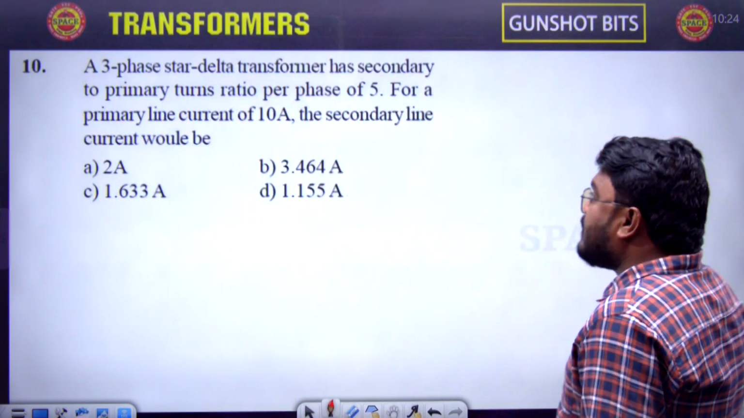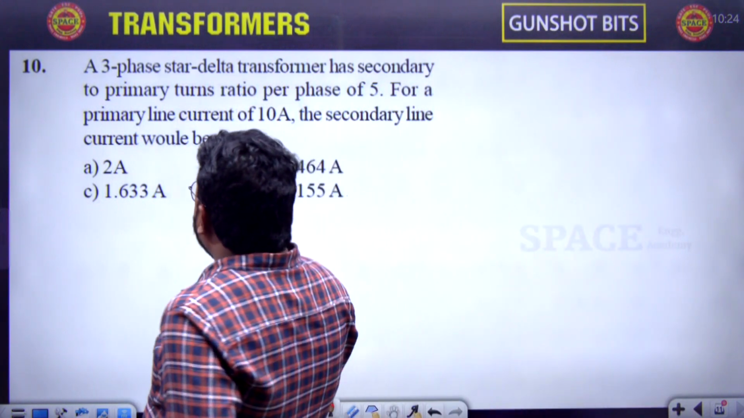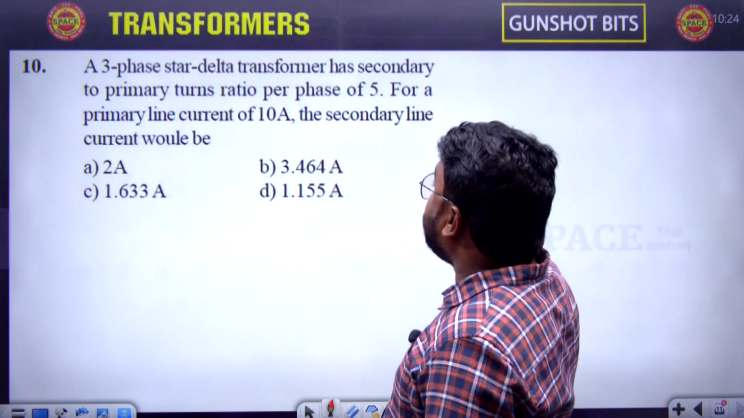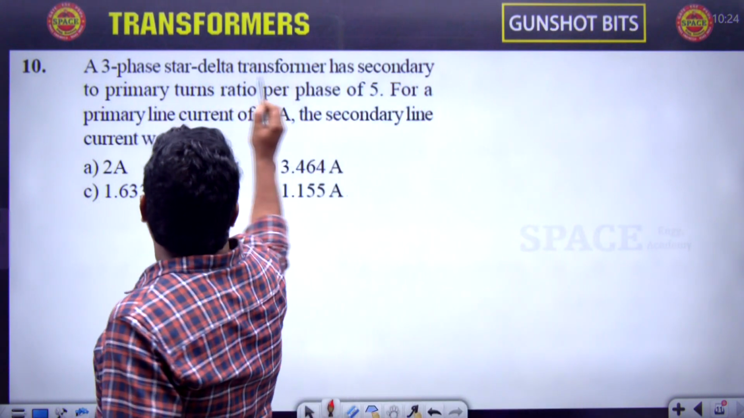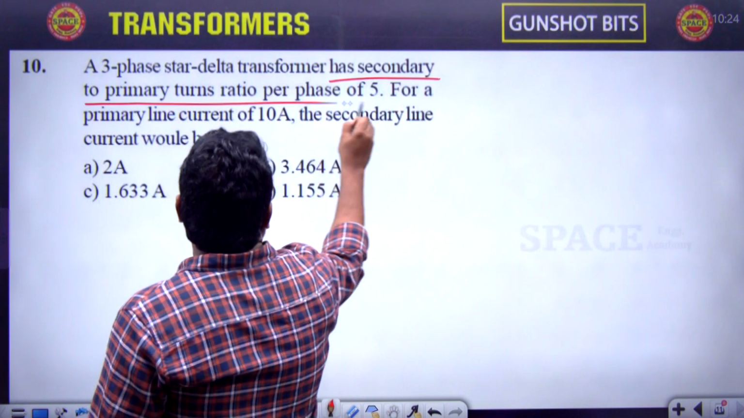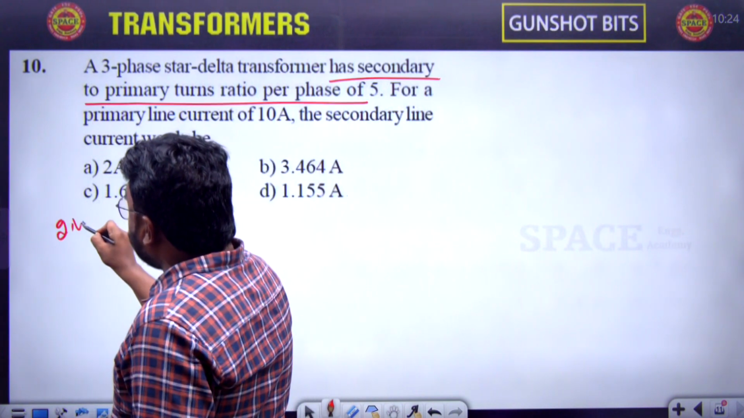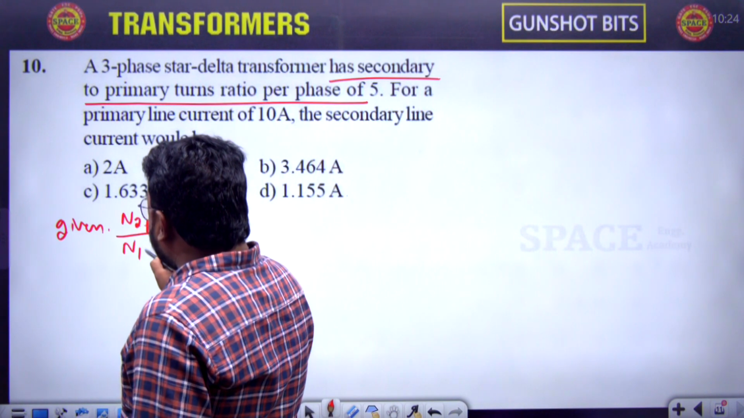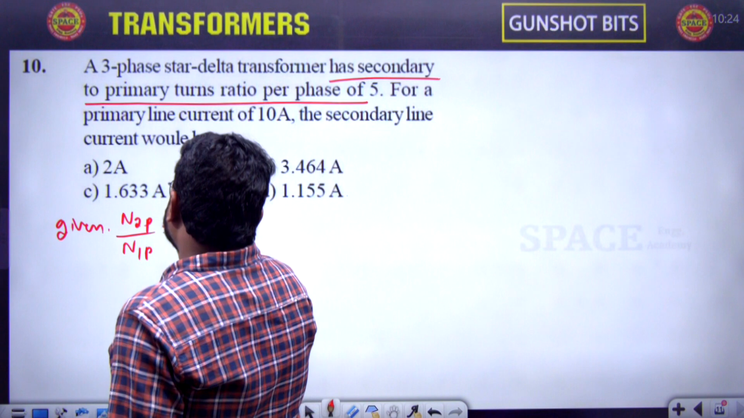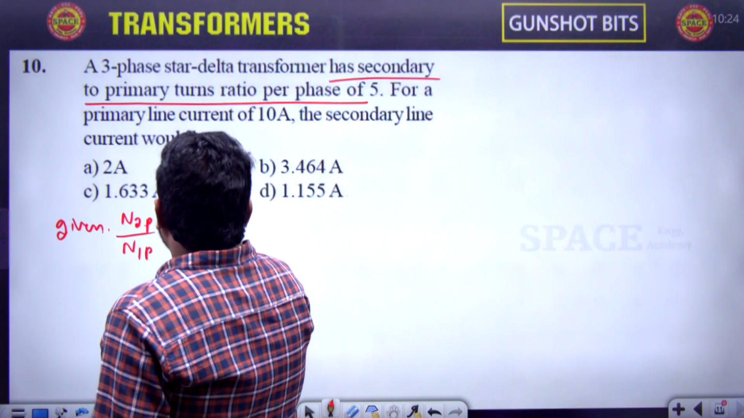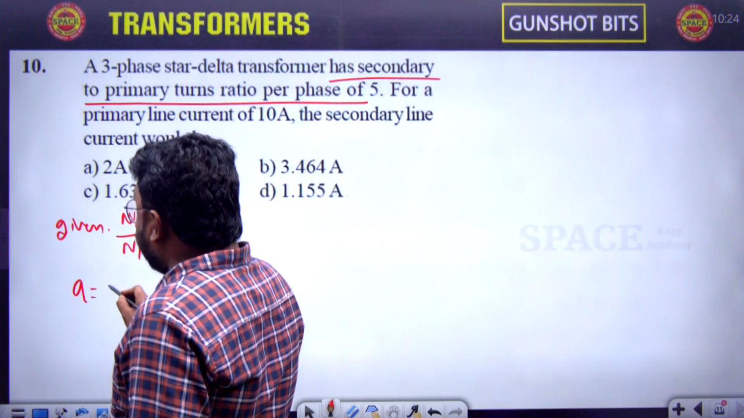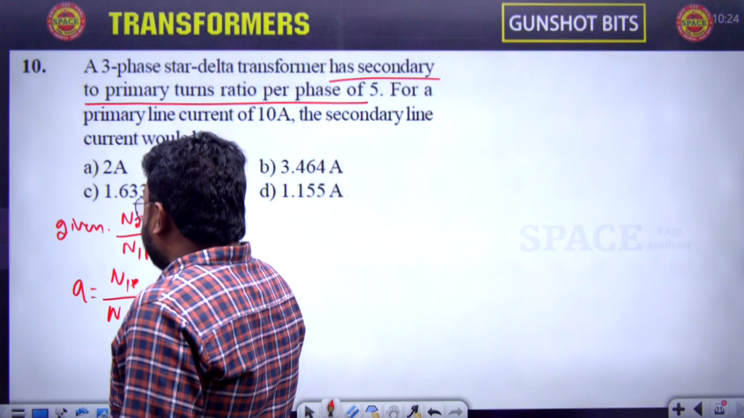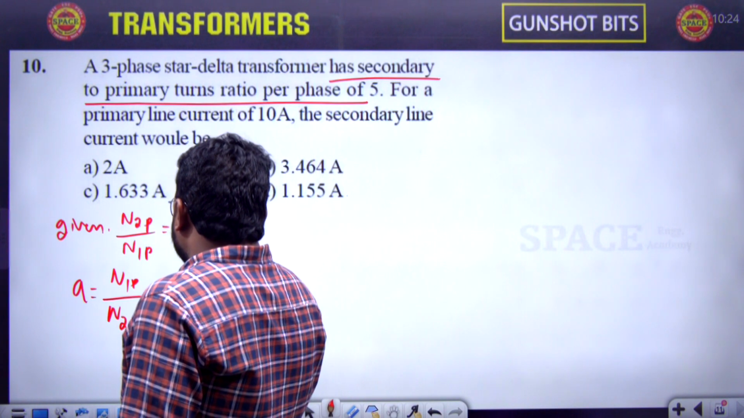And next one, let us solve question number 10. For a 3-phase star delta transformer, the secondary to primary turns ratio is mentioned. So given here the secondary to primary turns ratio N2 phase by N1 phase is equal to 5, but we require A. A is equal to the primary phase turns ratio divided by the secondary phase turns ratio, which is equal to 1 by 5.